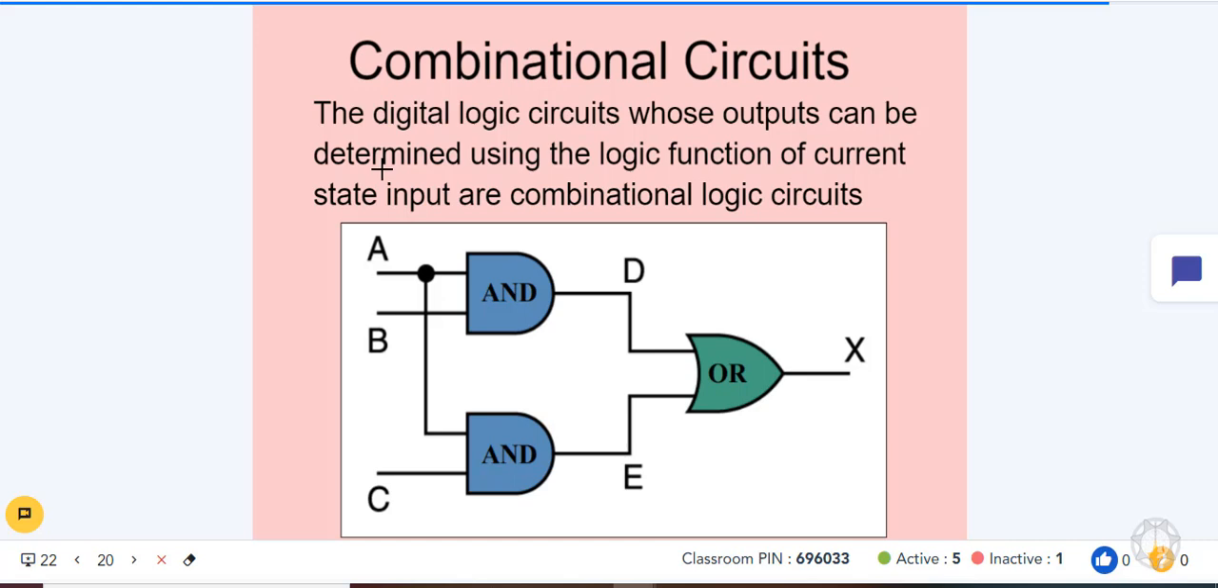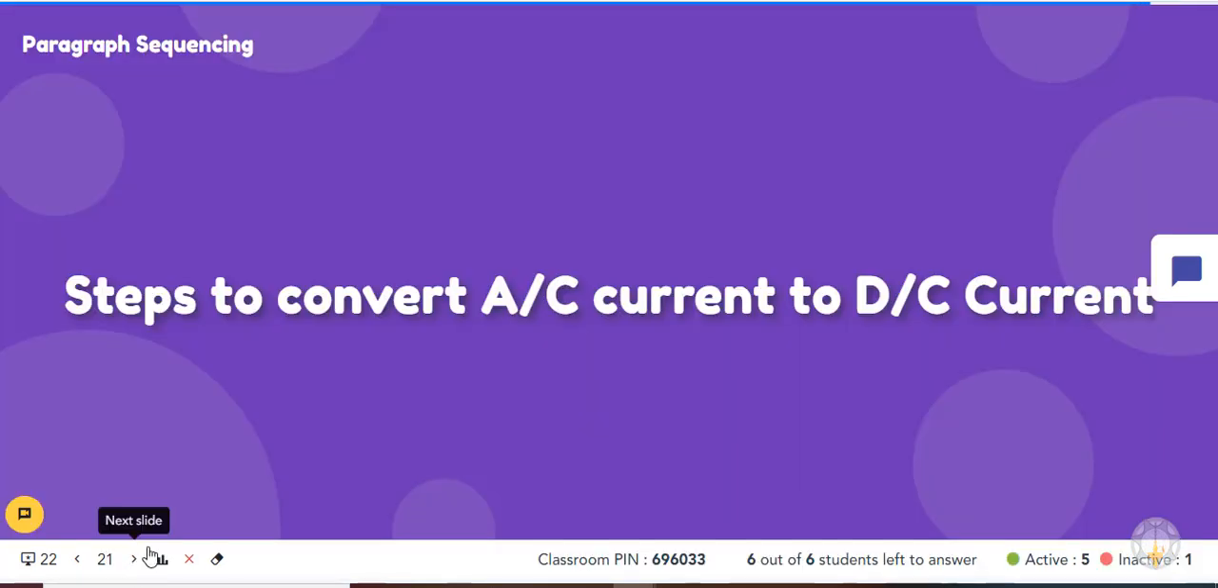Now we will move to the next question. I have added this question to show the sequencing question type, which we can use in this kind of presentation. This is just an example. What are the steps to convert AC current to DC current? The steps are given on the students' mobile, so that they can arrange them sequentially.